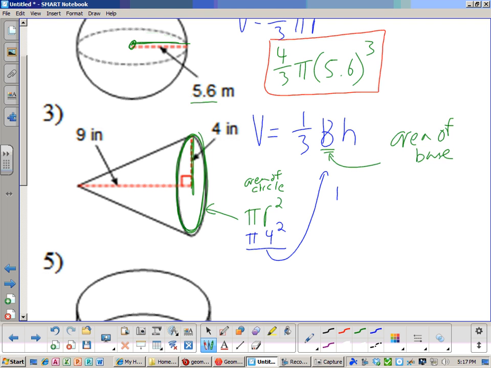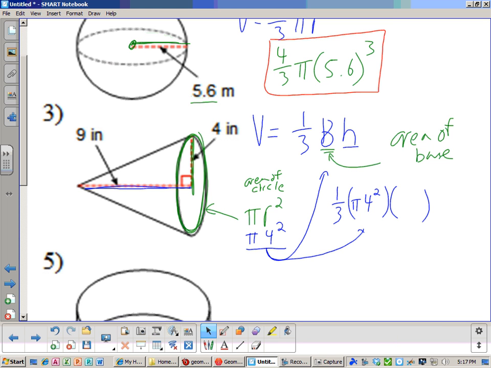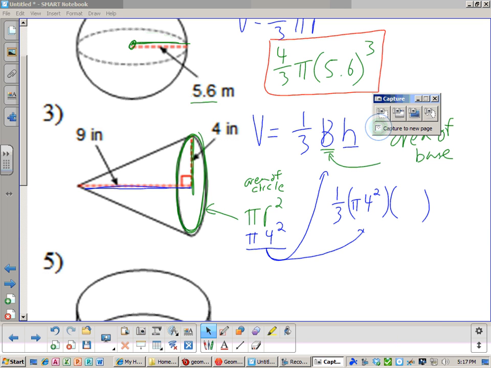So I'm going to say now one third times, instead of big B, I can now write pi 4 squared. So it's whatever pi 4 squared is. That is my big B. That's my area of the base, right? Now, last part, multiply by the height. The height of this cone, since it is sideways, is actually 9. I know some people think it's 4. It's not. It's 9. The cone itself is actually set up sideways.